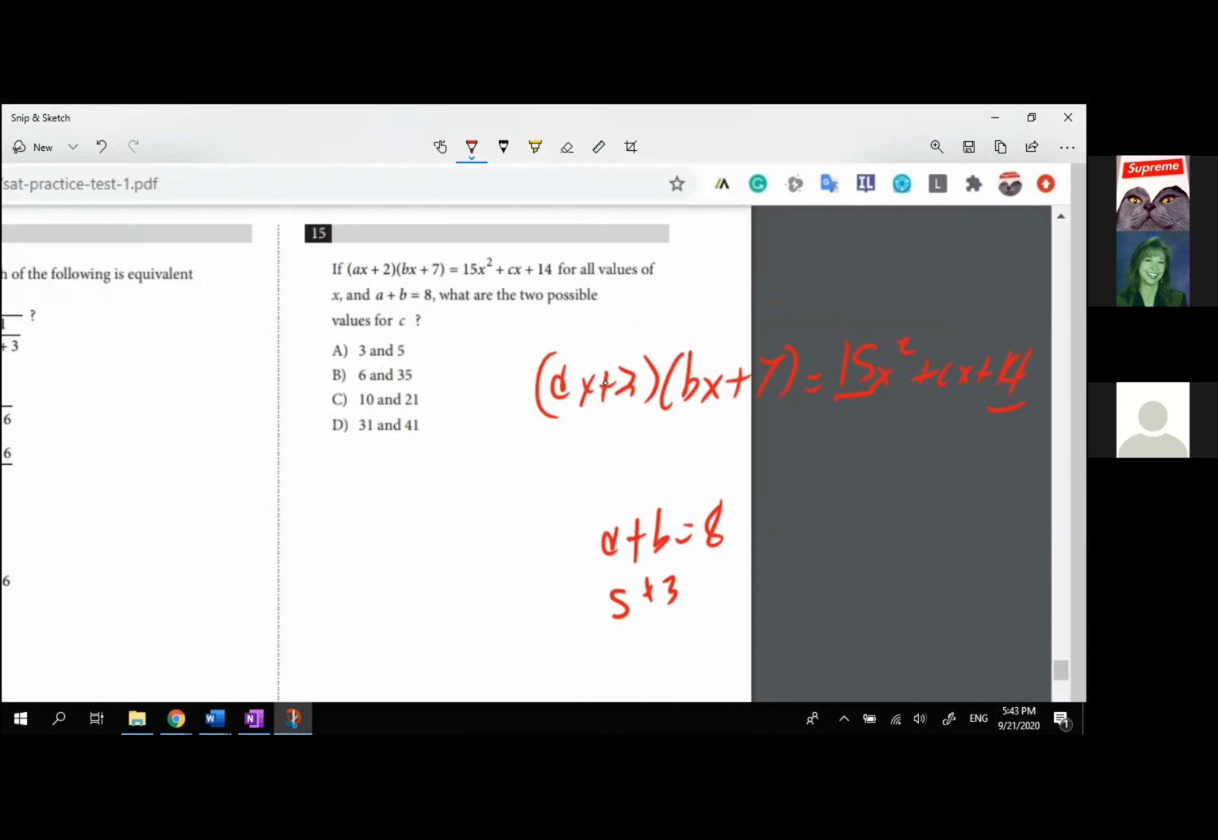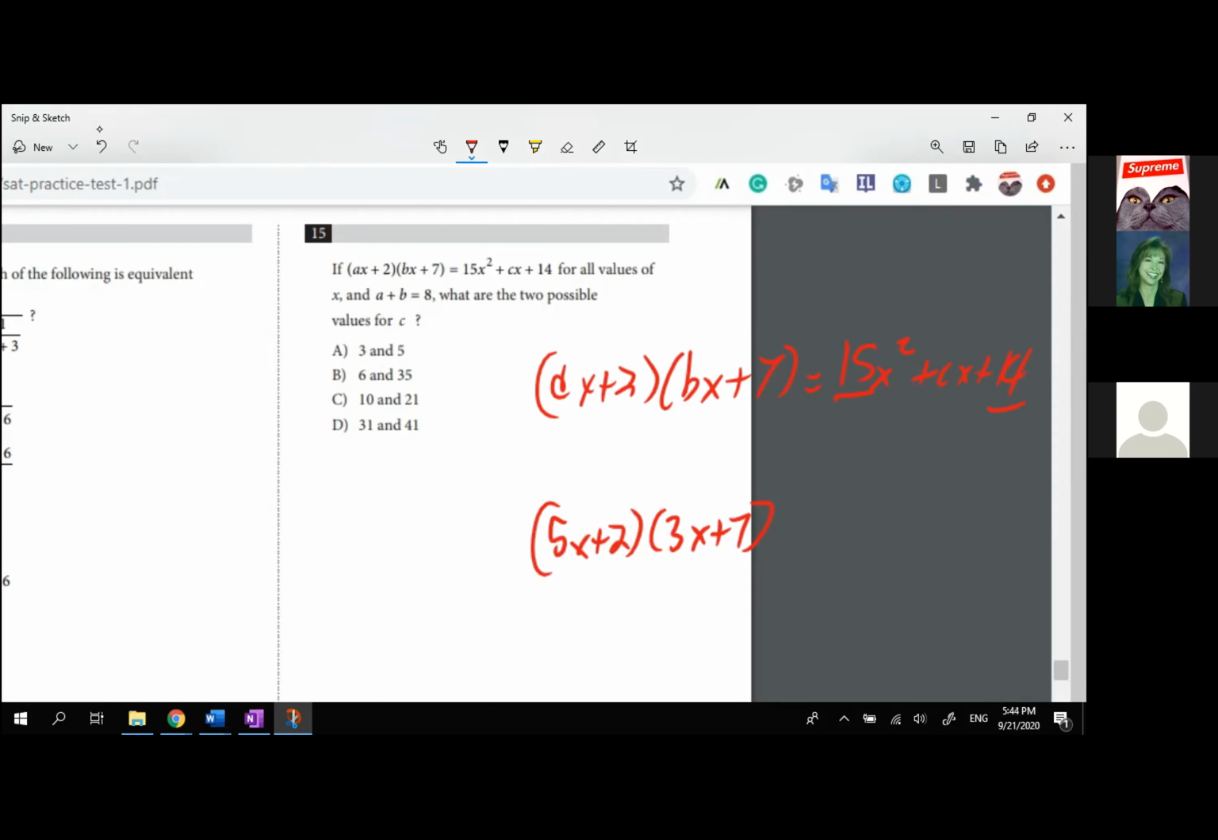So what I did with this information is I took the A and the B and put them to numerical values. So A equals 5. So this turns into (5x plus 2) times (3x plus 7), right? Again, 5 times 3 equals 15. 5x times 3x would equal 15x squared. So that makes sense so far. But it's asking what are the two possible values for C, which is our middle thing right there. So the way that factoring works is you do this times that.